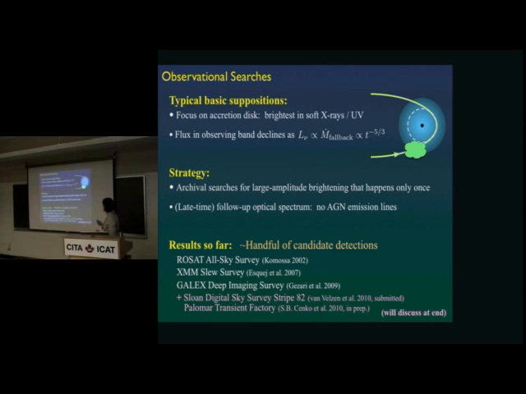So far, these types of observational searches have yielded a handful, maybe a dozen candidate detections. Most of these are from the ROSAT All-Sky Survey and the XMM Slew Survey at X-ray wavelengths, and also from the GALEX Imaging Survey at UV wavelengths. And then very recently, the first optically selected tidal disruption candidates have been announced in the Sloan Digital Sky Survey Stripe 82 and from the Palomar Transient Factory. And I'll return to these optically selected events at the end of my talk.